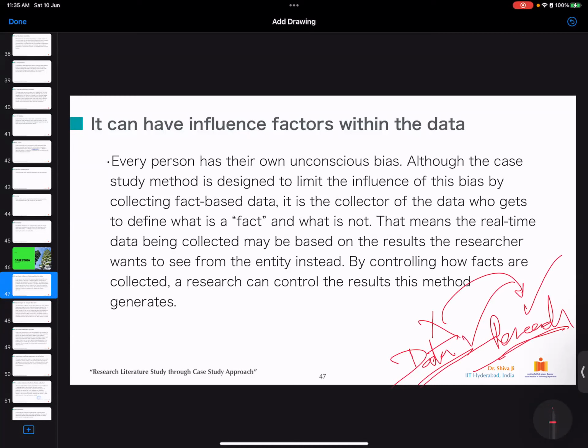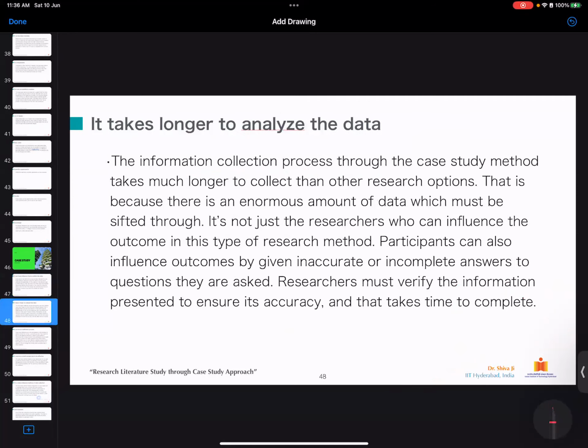The first line says every person has their own unconscious biases. Even in those buildings which you are taking as case study examples, there may have been some personal preferences, which can create some degree of bias. So one has to be careful of this.